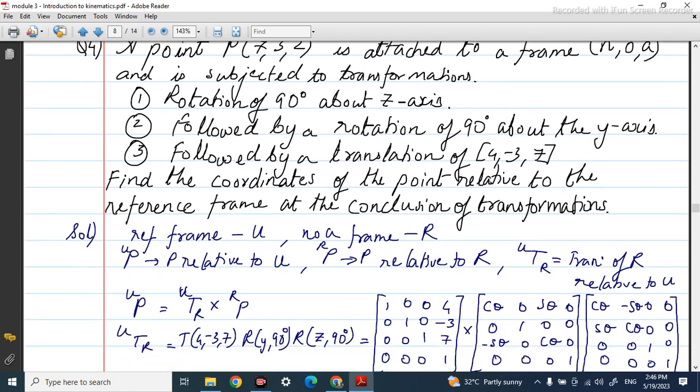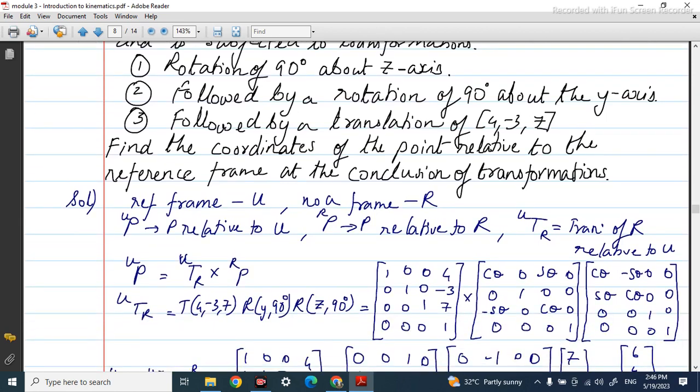First we have to find the rotation of 90 degrees about the Z axis. So you know the equation for that, right? This is the equation for that. We are pre-multiplying, so this matrix will represent the rotation of 90 degrees about the Y axis, multiplied by the rotation along the Z axis. Then this matrix represents that, multiplied by the translation of 4, -3 and 7. You can see the translation is given as 4, -3 and 7, right? So we multiply all these things.